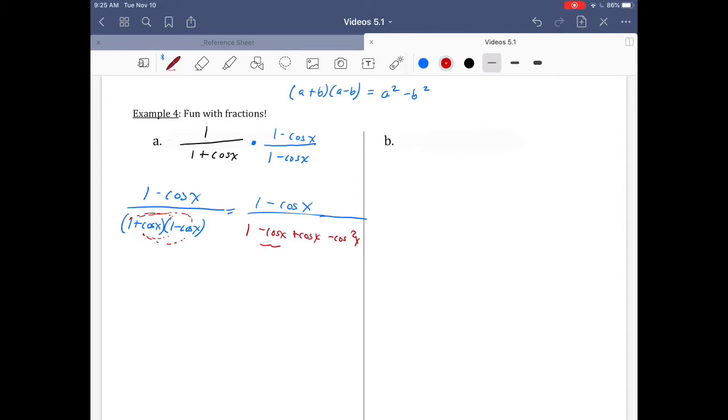All right, so we're going to combine some like terms. This ends up being 0. So what we really have is 1 minus cosine x over, that's right, 1 minus cosine squared.